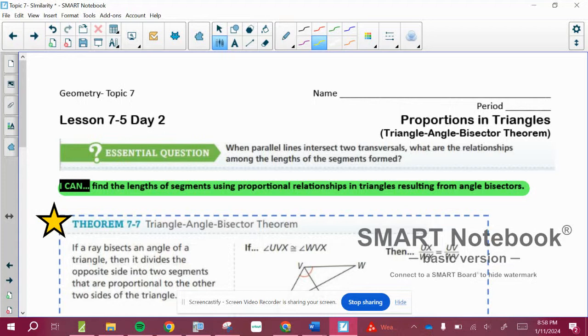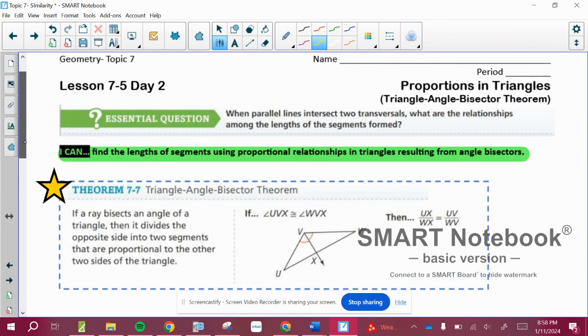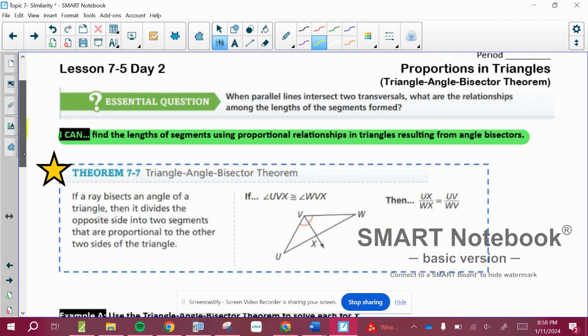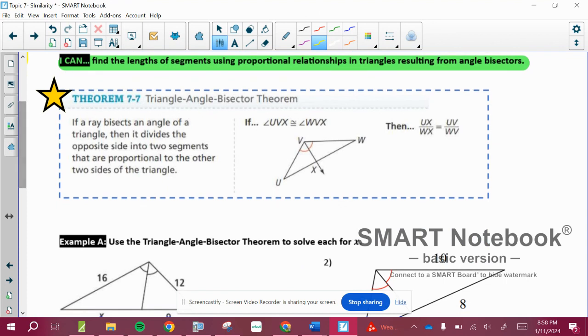Okay, in this video, I'm going to go over one of our theorems in our similar triangles. This is from lesson 7.5, which talks about proportions in triangles. Specifically, in this video, I'm going to go over what's called the Triangle-Angle-Bisector theorem.